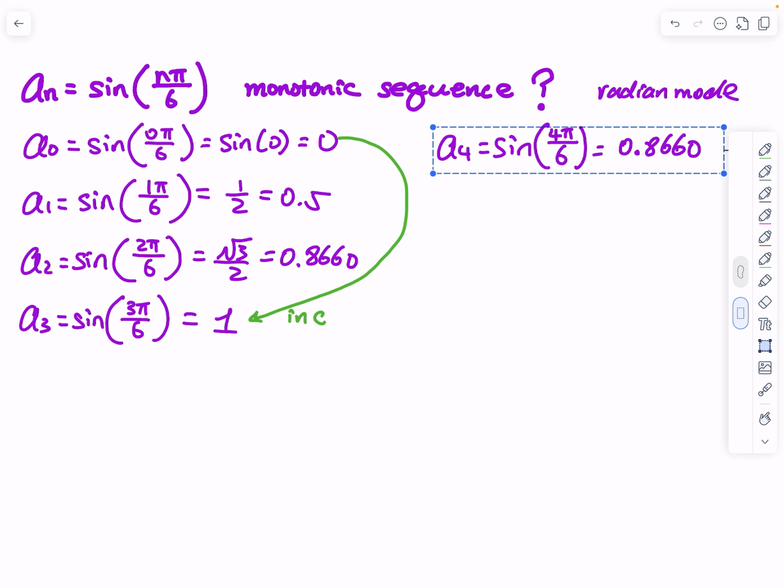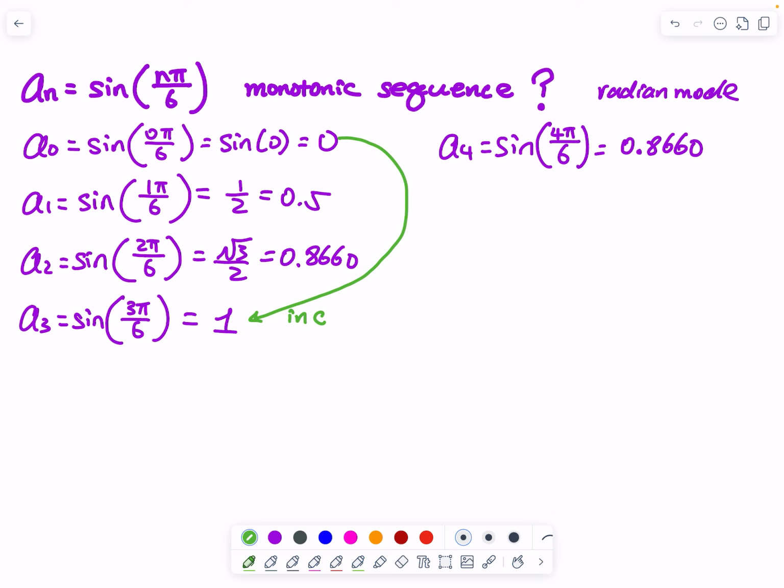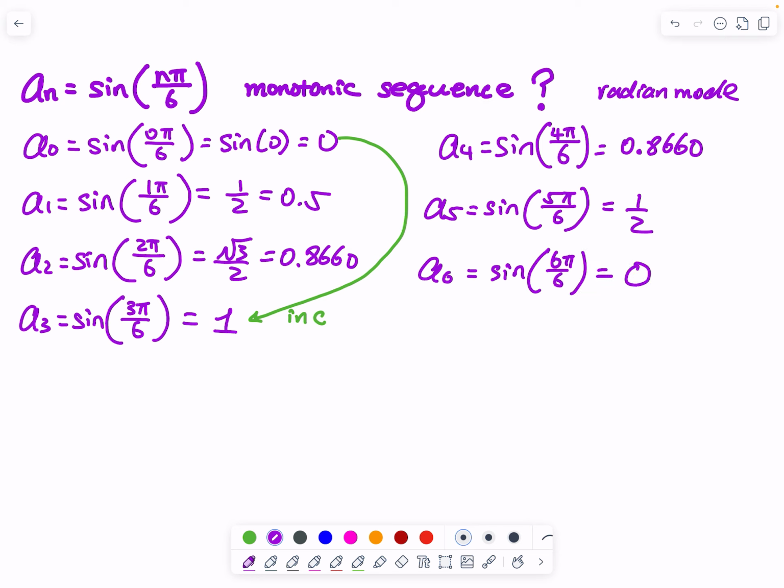Can I put this in here, and then move this one down? Yes, just move this one down. And then a5, that is sine of 5 pi over 6, that is equal to 1 half. a6, that is sine of 6 pi over 6, sine of pi is equal to 0. And then a7, that is sine of 7 pi over 6, that is equal to negative 0.5.